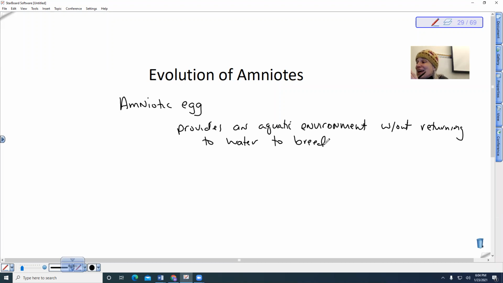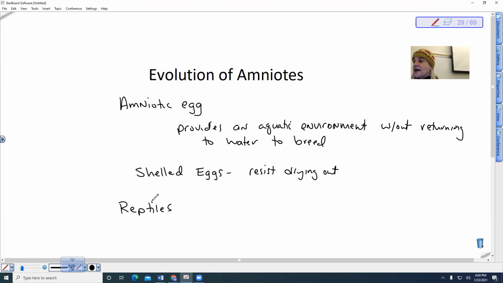You actually create an egg that has an amniotic membrane, and that amniotic membrane provides the environment. So when we talk about amniotic eggs, they are shelled eggs. Okay? They resist drying out, and they're protective. When we look at the first group of amniotes, this would be the reptiles.